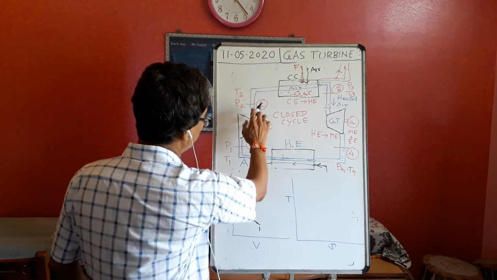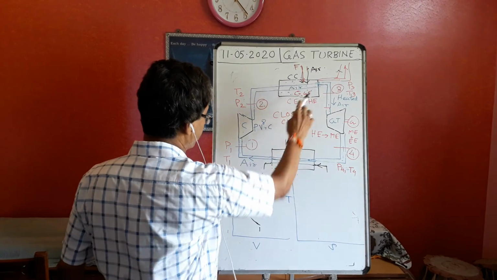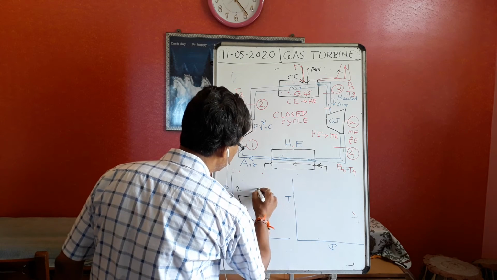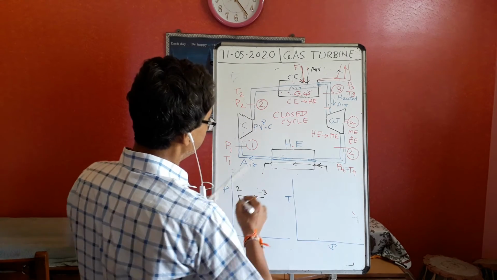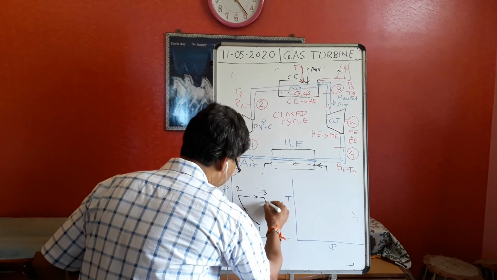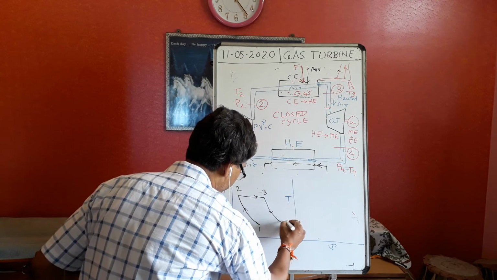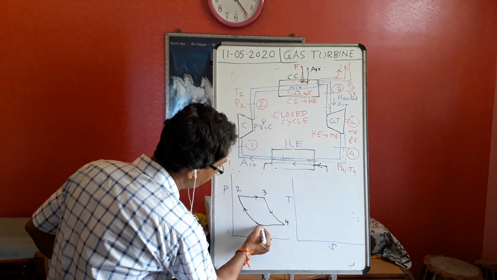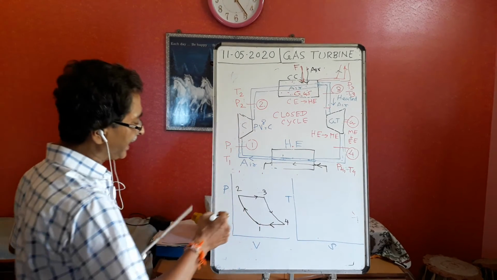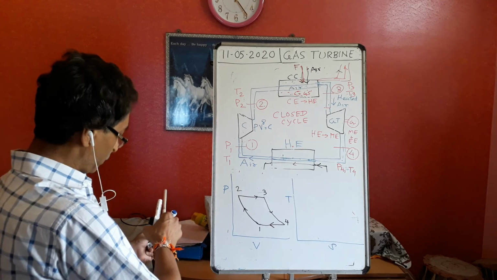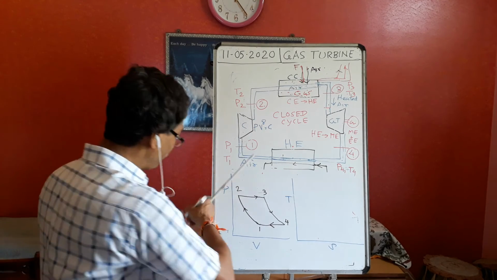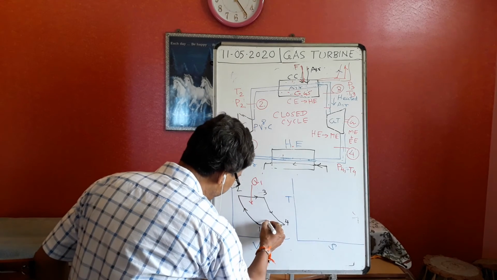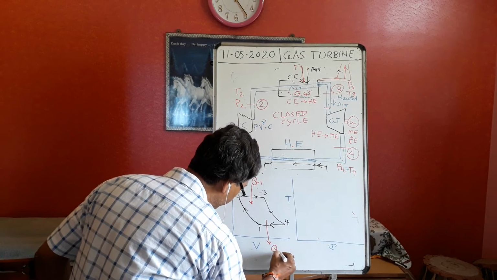Then 2 to 3 is constant pressure, so pressure will remain the same. Then 3 to 4 again isentropic. 4 to 1 constant pressure heat rejection. So in the PV diagram, where are we giving the heat? We are giving the heat here, this is Q1. Where we are rejecting the heat, this is Q2.